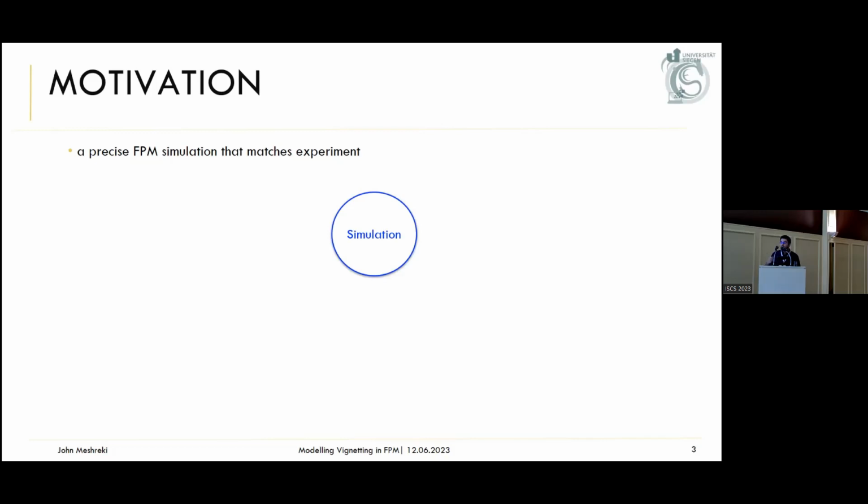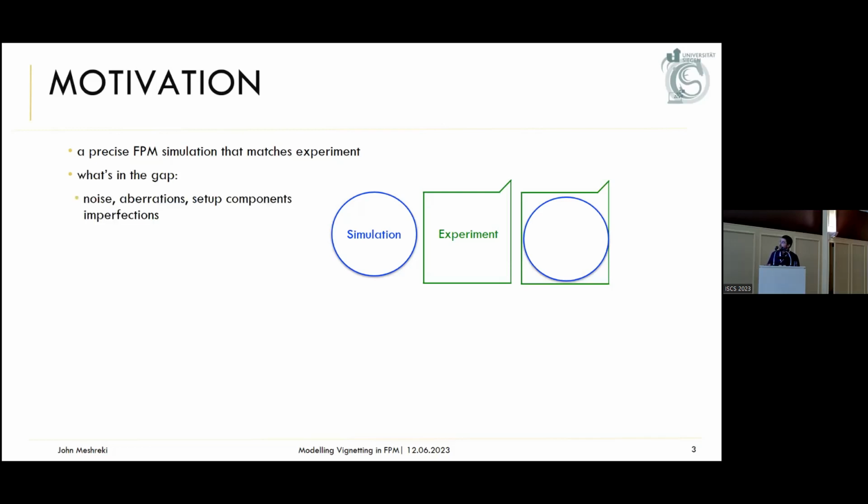Now I want to confirm what I have just hypothesized, and I go to the lab, and this is what I get. I get not a round circle, but a square with hard edges, and sometimes some really funny corners, which I don't fully understand. So you can guess, if I try to match my simulation to the experiment, I will get a huge gap between them. So what's in the gap? In the gap, we have noise, of course, aberrations, and setup component imperfections.